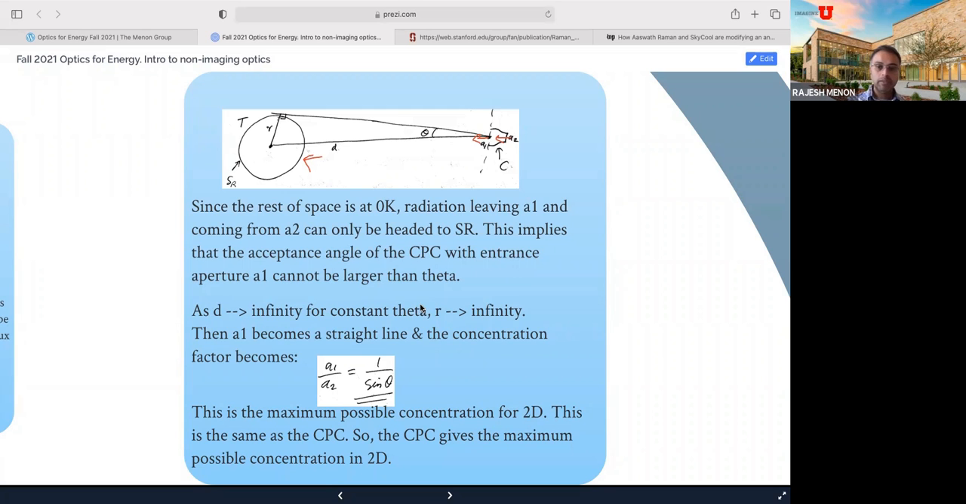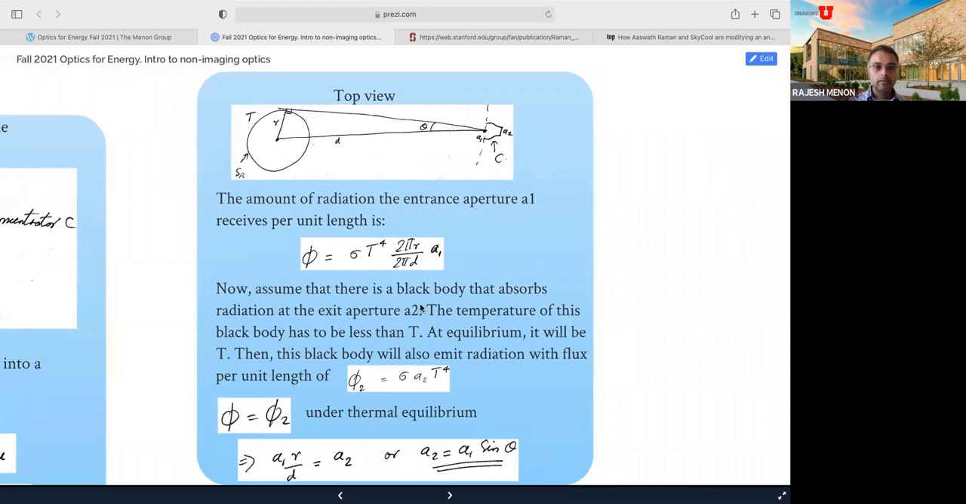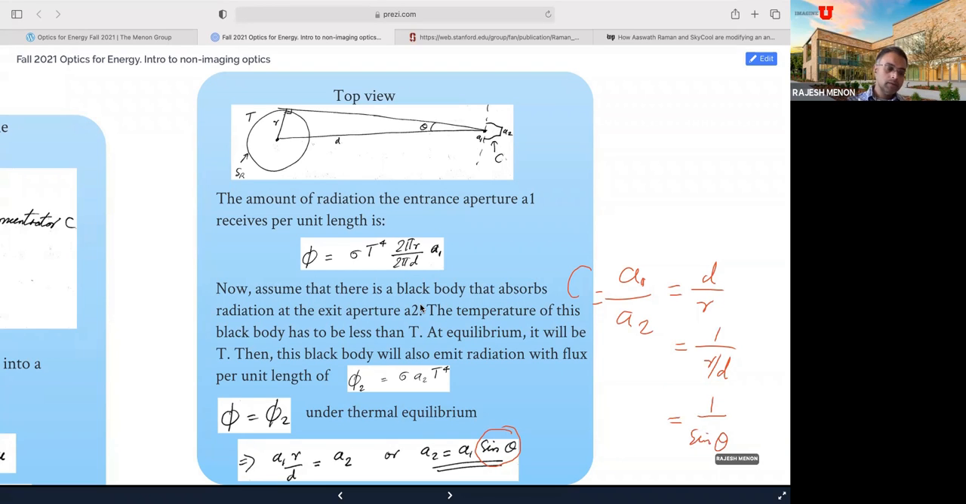Now, what is theta? By the way, I forgot to derive it out here. I just said theta, but we didn't say what theta is. So let me rewrite this equation: A1 over A2, which is of course the concentration factor, is D over R, or 1 over R over D, which is 1 over sine theta. Of course, R is the radius, D is the distance, and that is theta. Sine theta is R over D, as you can see there. So that's where that comes from.